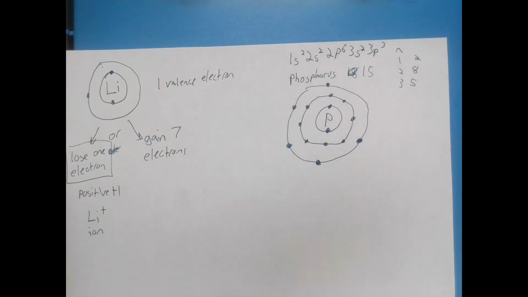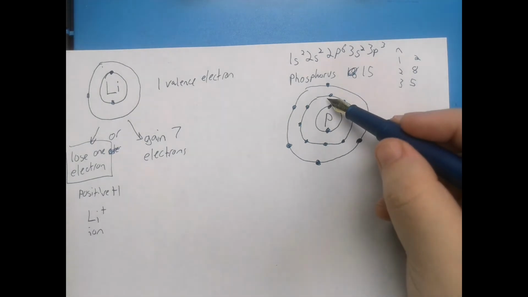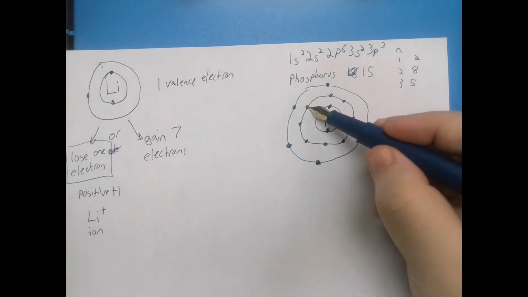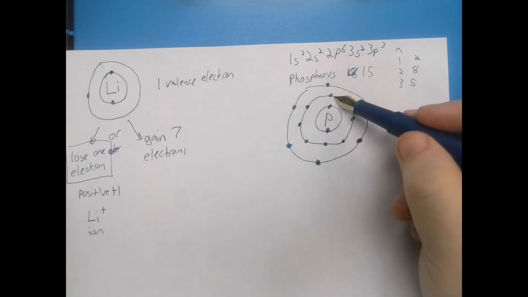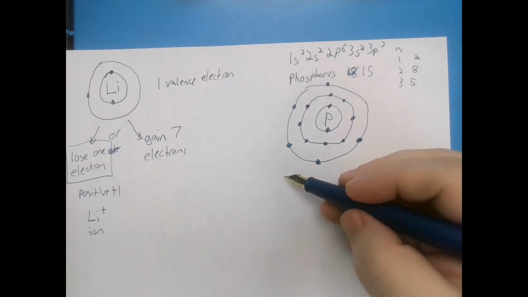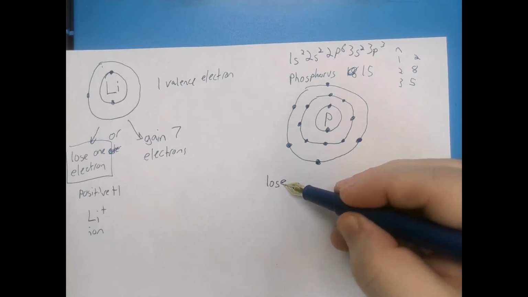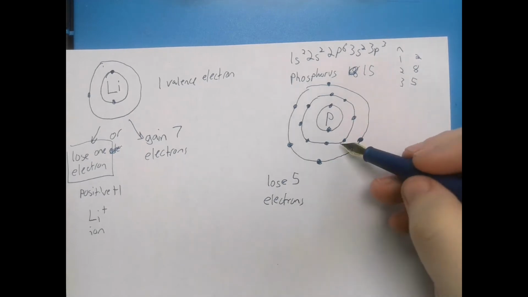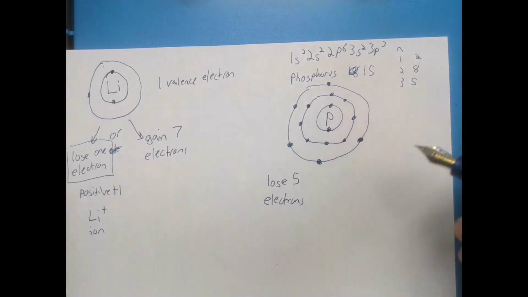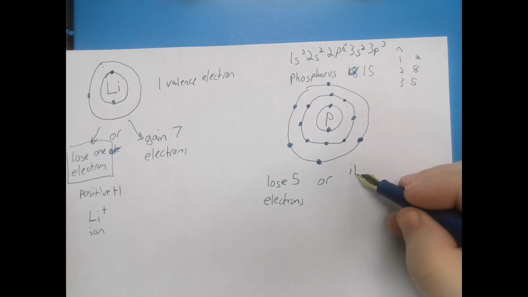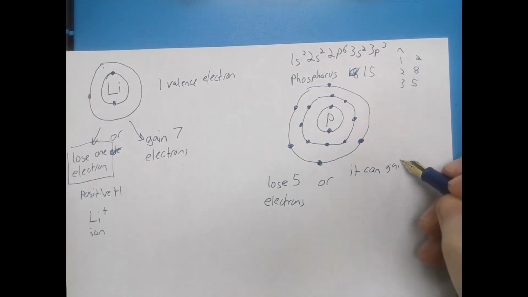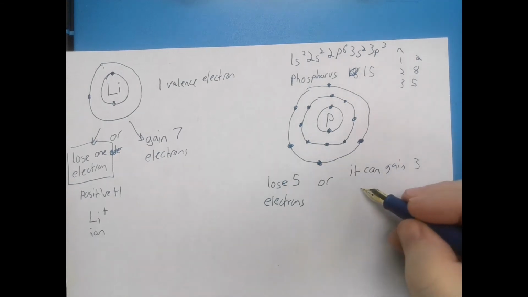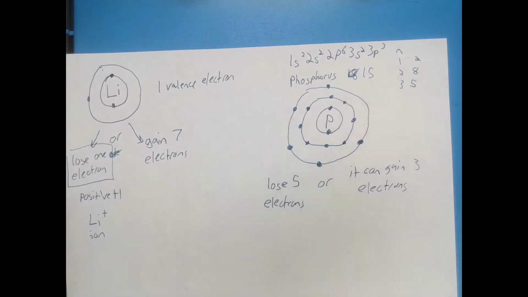And it wants to have a full outer shell. It can achieve this in 2 ways. The second energy level has 8. So it can lose 5 electrons. It can lose its outer shell, and the second energy level will become the new outer shell and be full. Or it can gain, how many? It has 5 currently, so it can gain 3. 5 plus 3 gives you 8, and fills up the third energy level.